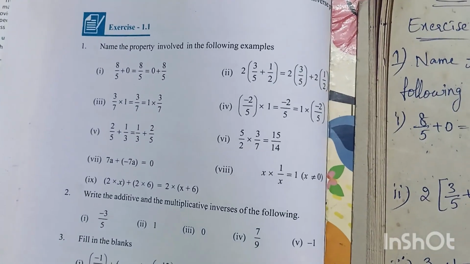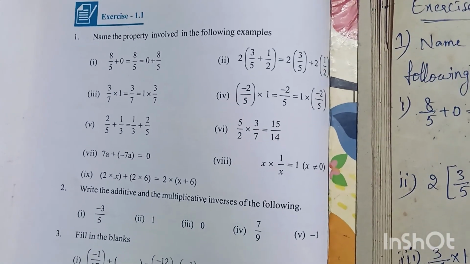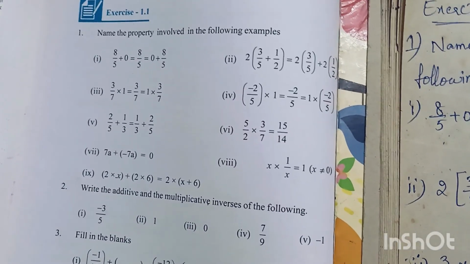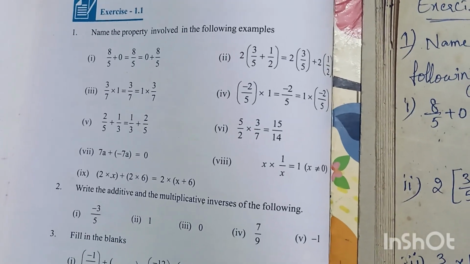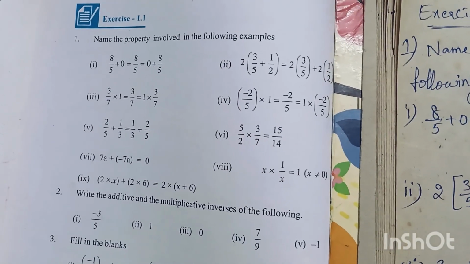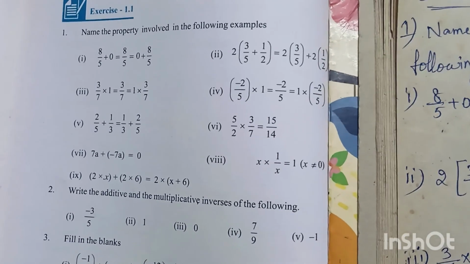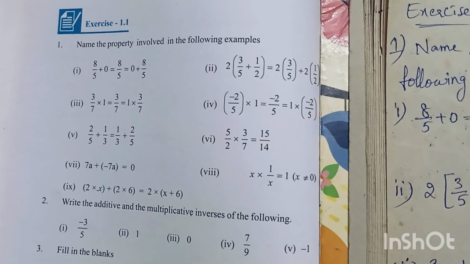Hi everyone, in previous classes we learned about operations on rational numbers, properties of rational numbers, additive identity, multiplicative identity, additive inverse, and multiplicative inverse. We learned all these. Now let's solve the solutions from exercise 1.1.